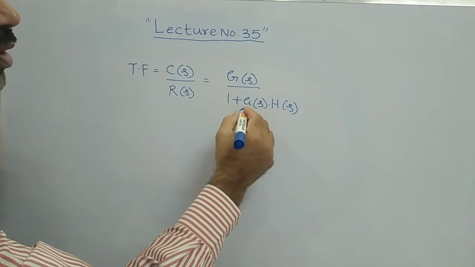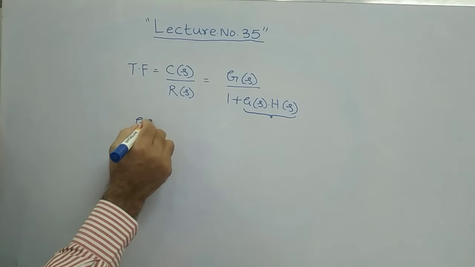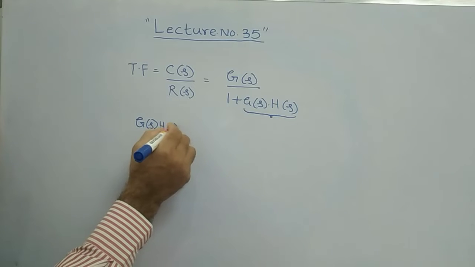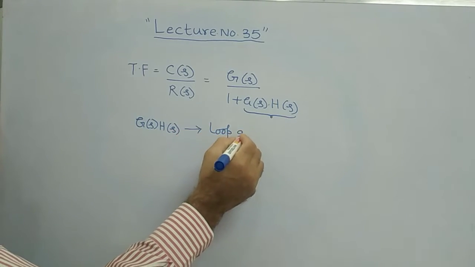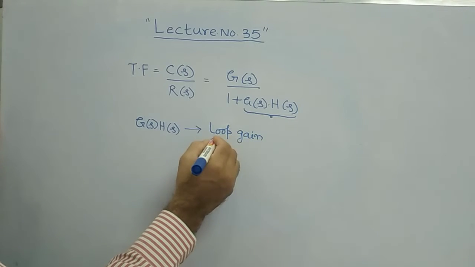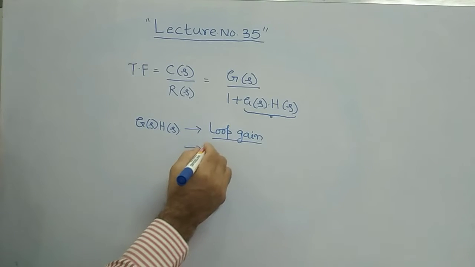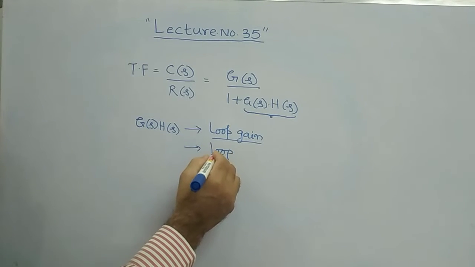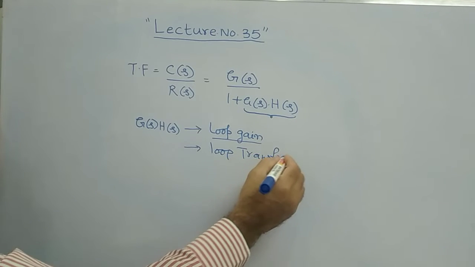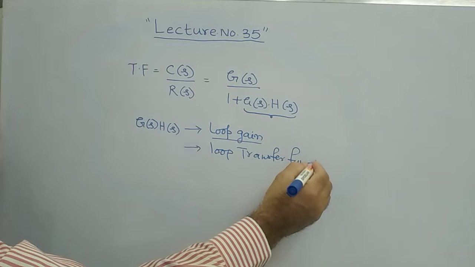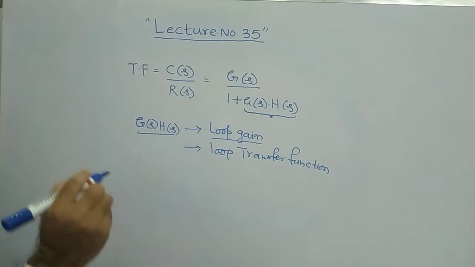Here, if you see this G of S into H of S, this product is called the loop gain. This is called the loop gain of the system, or otherwise called the loop transfer function. This product, G of S into H of S, is called either loop gain or otherwise loop transfer function.